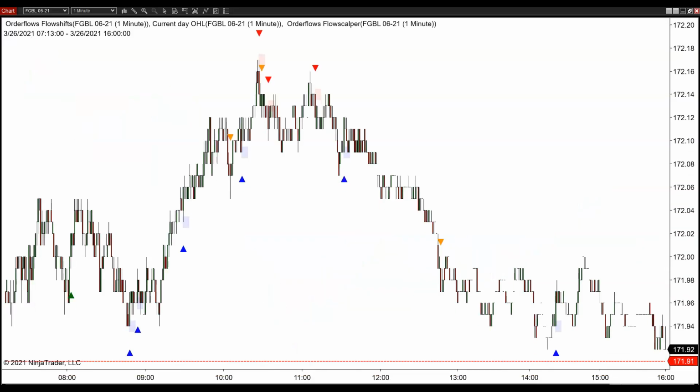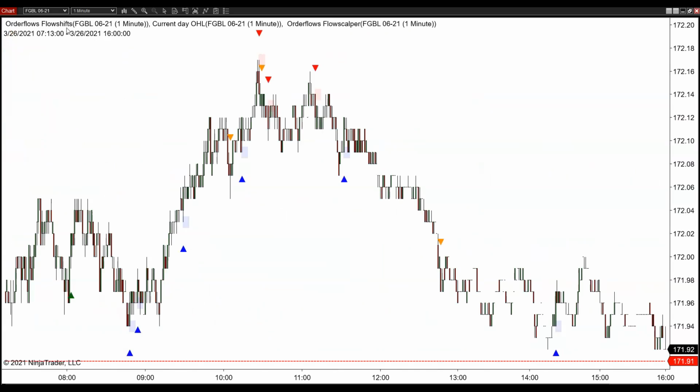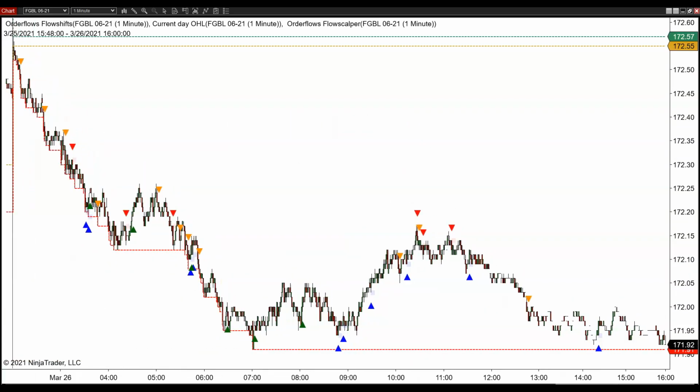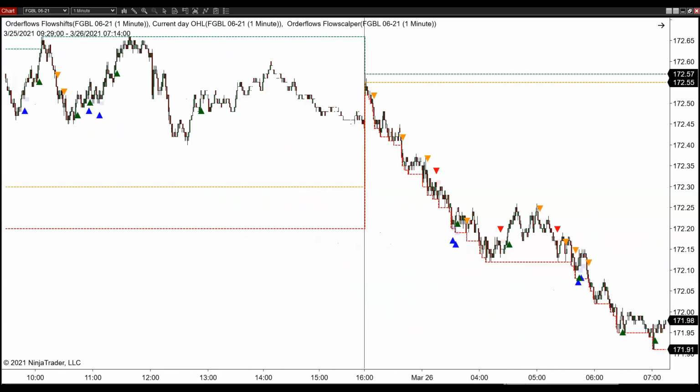Now, Bunds. In this one, I have both the Flowscalper and the Flowshifts on. The Flowshifts are blue and red. Flowscalper is green and orange. Let me make this so you can see there's not really very much overlap. Flowscalper here, Flowshifts here. Flowscalper, Flowscalper, then Flowshifts, Flowshifts, Flowscalper, Flowscalper here. Flowscalper here, here, here, Flowshifts here on this move up. They're analyzing different things.